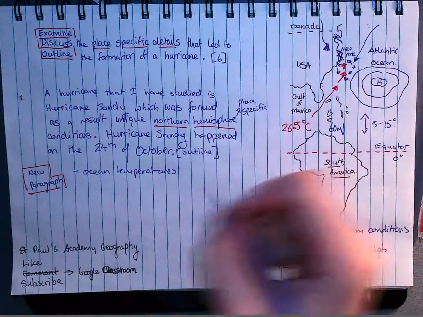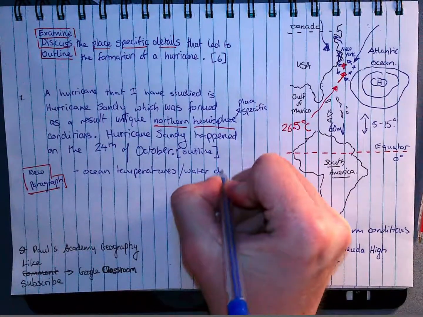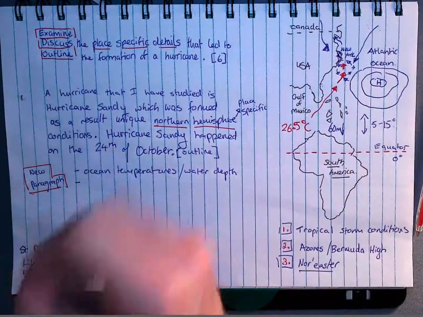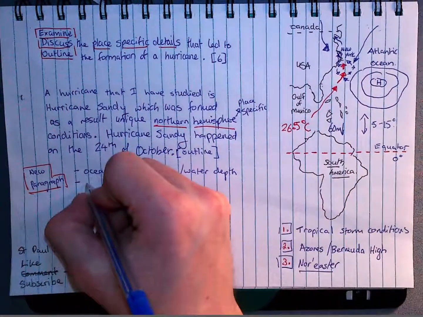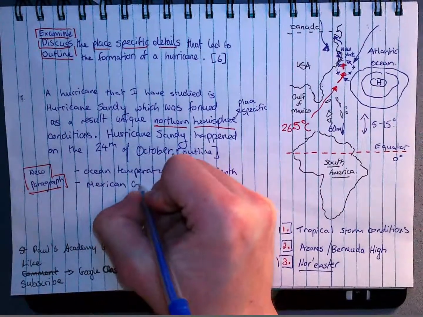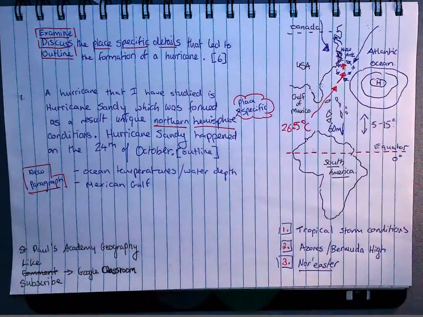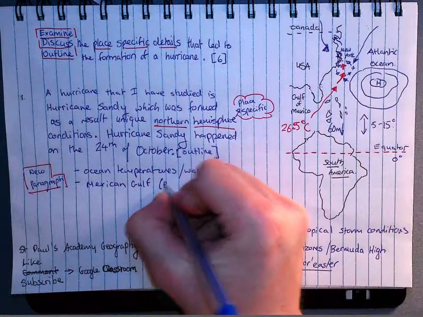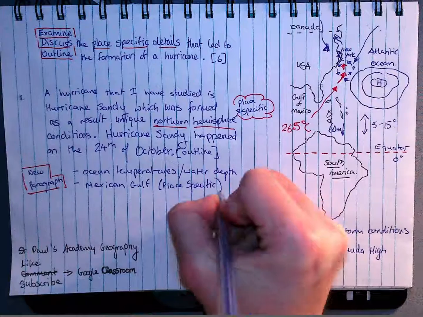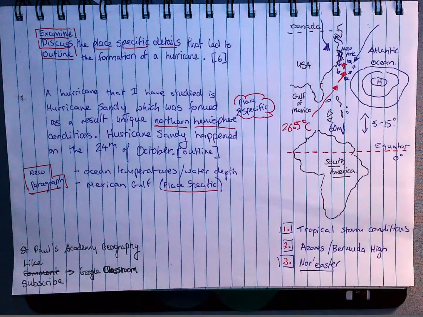We're going to talk about the 60-meter water depth. We're going to talk about 5 to 15 degrees of latitude being where the hurricane formed around the Mexican Gulf. Okay, that again is a place-specific detail, and we're going to continue to refer to this idea of place-specific details because it's so important to the question. We're going to continue on.